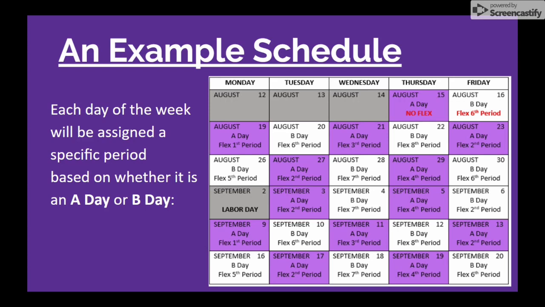Take a look at the example shown for August and September. You'll notice that all Mondays are the first block, either first period or fifth period. Tuesdays are the second block, either second or sixth period. Wednesdays are third or seventh. Thursdays are fourth or eighth period. Fridays will be second or sixth period.